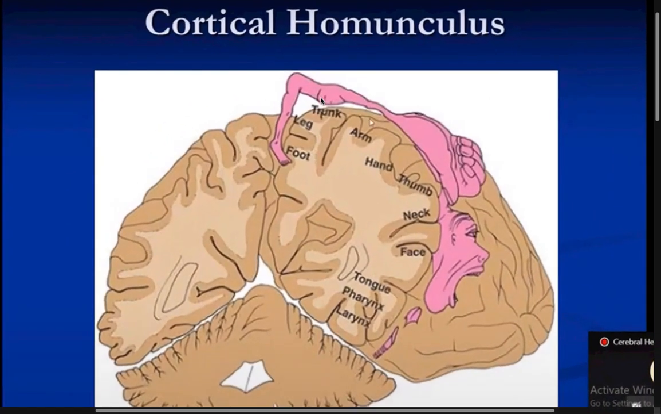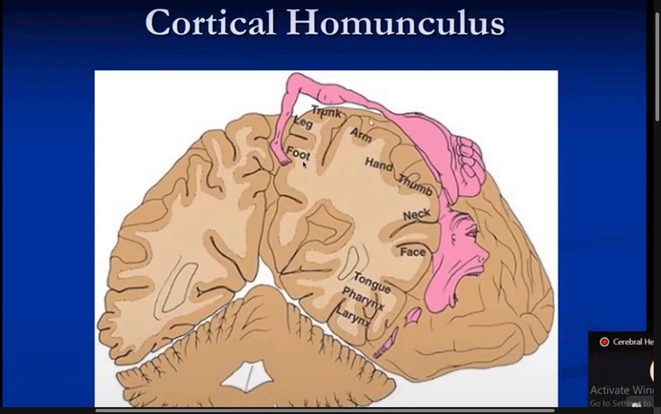This is the cortical homunculus. There are two of them. We have the motor one, which contains all of the motor areas, and the sensory one, a portion of the cerebral hemisphere containing all the sensory areas. What I want you to know is that this is the central sulcus. Anterior to it we have the motor area, and posterior to it we have the sensory area.